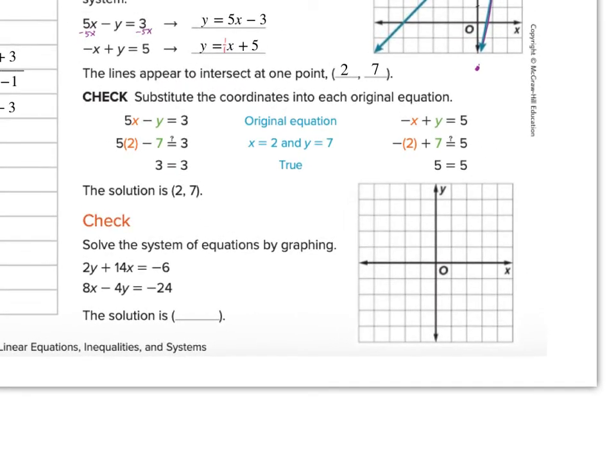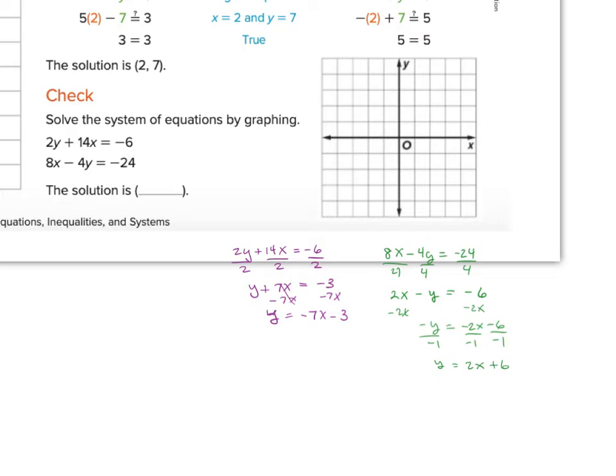Again, I'm going to place my equations into slope-intercept form first. As I go ahead and put these in slope-intercept form, I notice that they are all even, so I just went ahead and divided by 2 right off the bat. So then I have y plus 7x is equal to -3. Move my 7x over to the other side, subtracting 7x from both sides. y is equal to -7x minus 3.